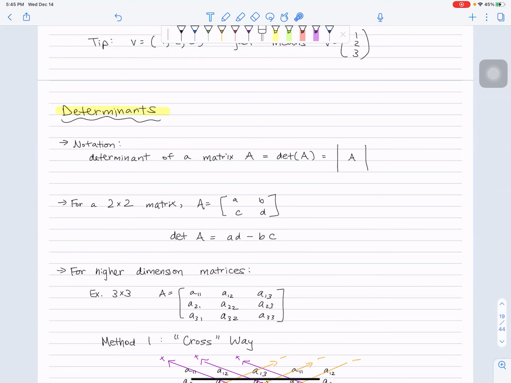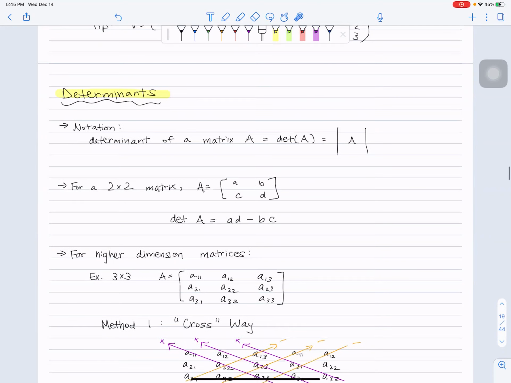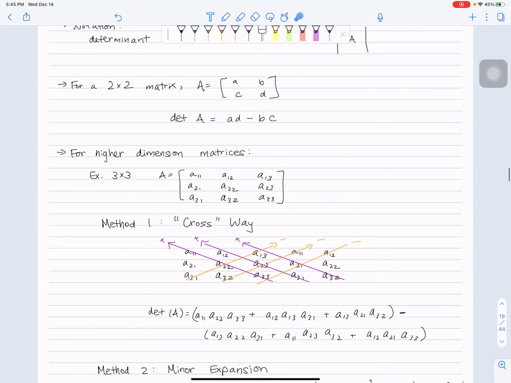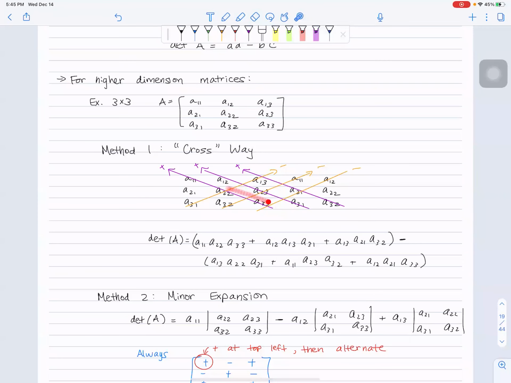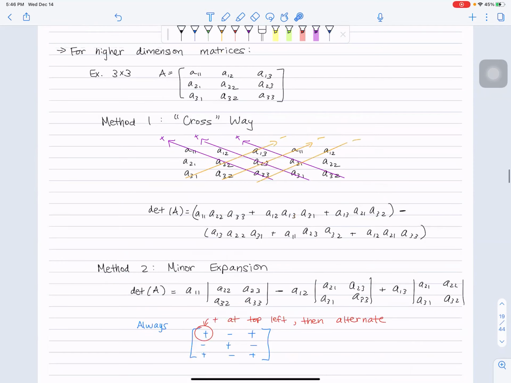If you have a higher dimensional matrix, there's multiple ways you could do the determinant. So one way is this cross way. So if you learned it that way, that's fine. That's where you take the crosses and you add them up and then you subtract the other ones. Or you often use minor expansion. So for minor expansion, you look at some element and you multiply by the determinant of what's remaining. And what's important to note here is that the signs always alternate. So don't forget the alternating part.